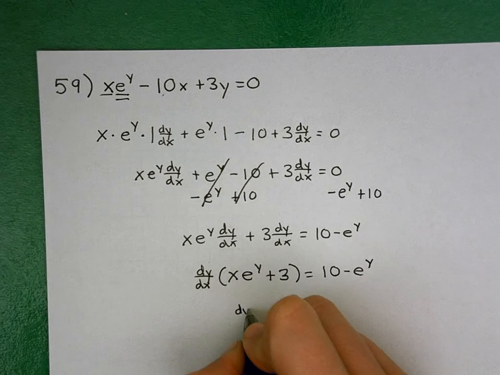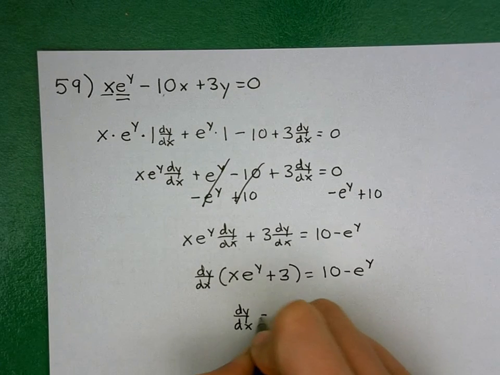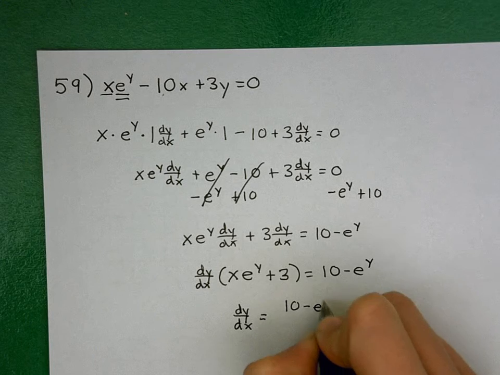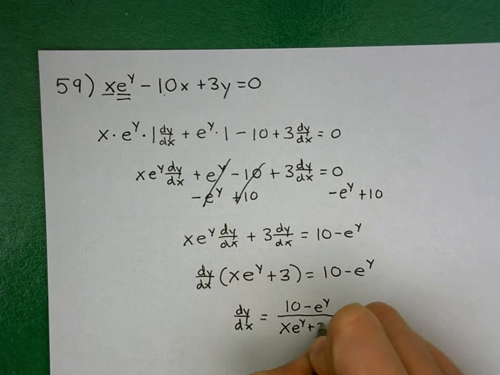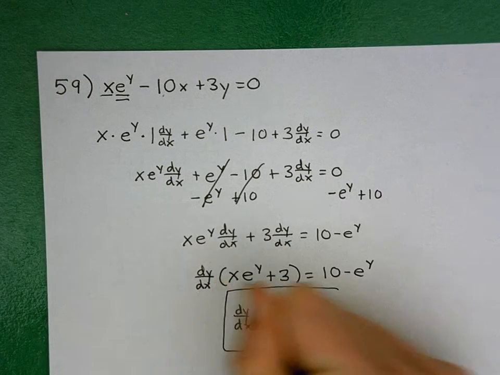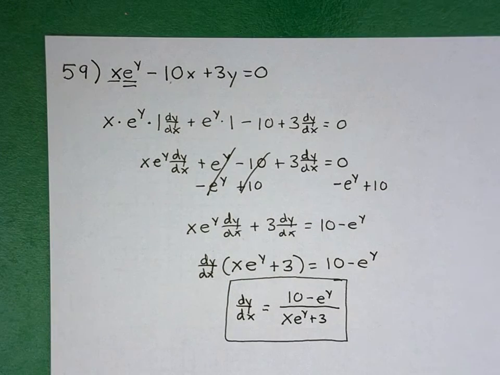So we have dy dx equals 10 minus e to the y over x e to the y plus 3. And there's our answer.